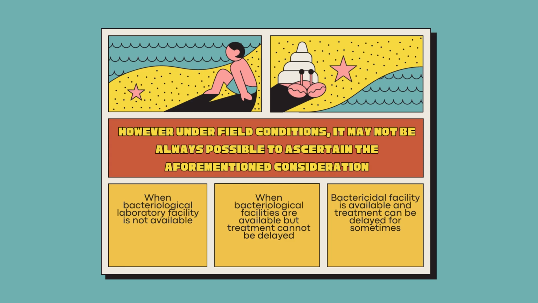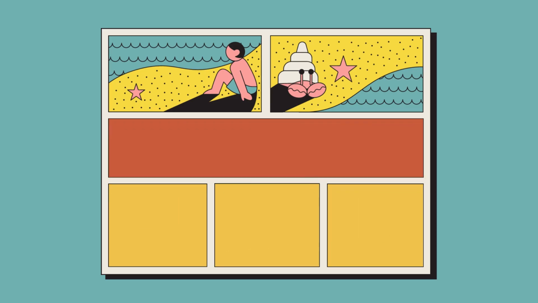Lastly, is when bacteriological facility is available and treatment can be delayed for some time. Examples include chronic mastitis, chronic urinary tract infection, and more. In such situations, it is better to wait for the microbiological culture and sensitivity report, and then the therapy is started on the basis of microbiological findings.